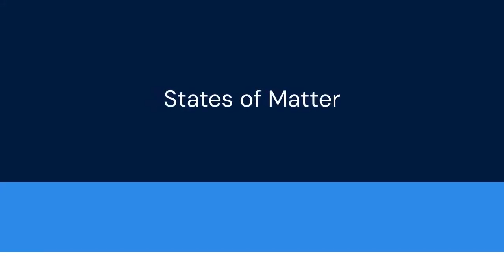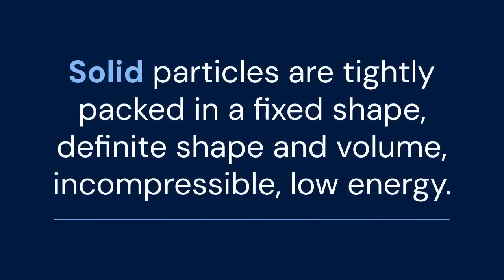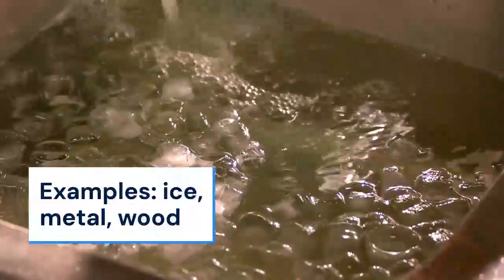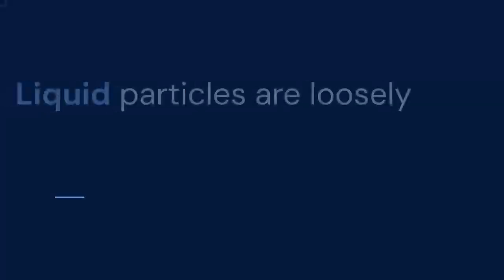States of matter. There are three basic states of matter, with two more advanced states. Solid: particles are tightly packed in a fixed, definite shape and volume. Incompressible. Low energy. Examples: ice, metal, wood.